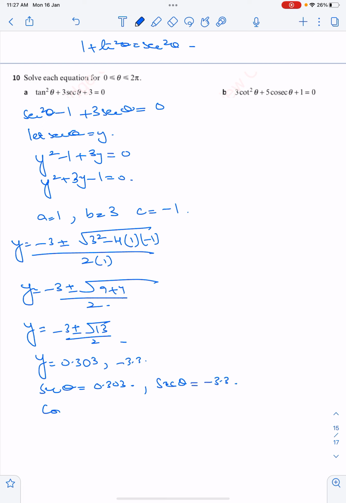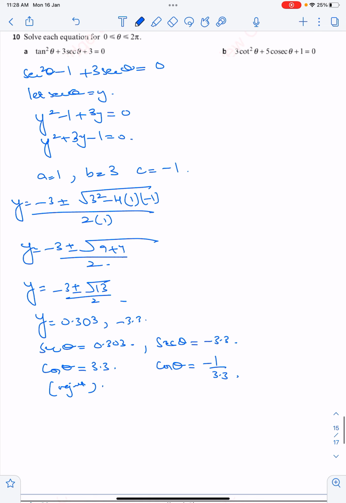So if I reciprocate both the sides, I will get cos theta equals to 1 divided by 0.303, which is 3.3, which you have to reject because whenever cos theta is greater than 1 or less than negative 1, you have to reject it because the graph lies between negative 1 and 1. So you have to reject this part. For this part, you can write cos of theta equals to minus 1 upon 3.3, which is negative 0.303.